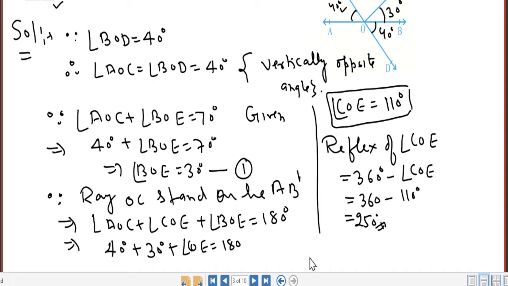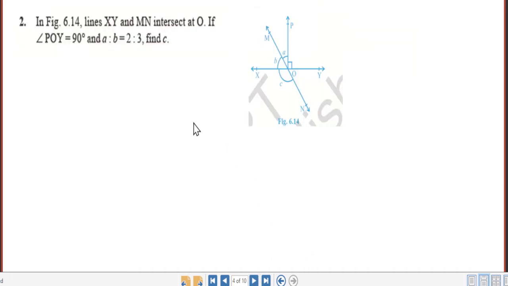So next question is our question number 2. In given figure 6.14, line XY and line MN intersect at O. If POY is equal to 90 degree, and A ratio B is given 2:3, find C. How do you solve this question? I think everybody can solve this one.